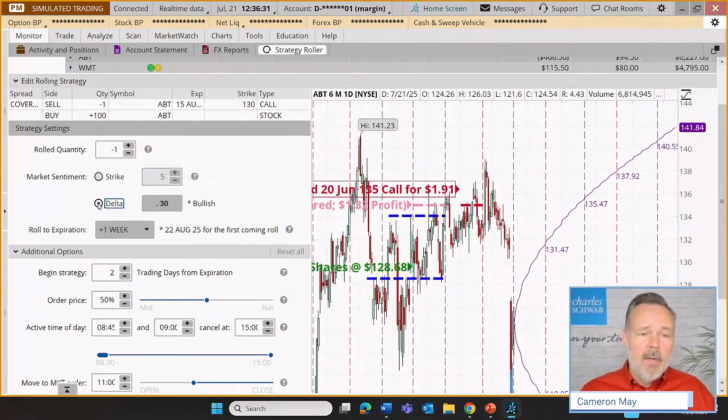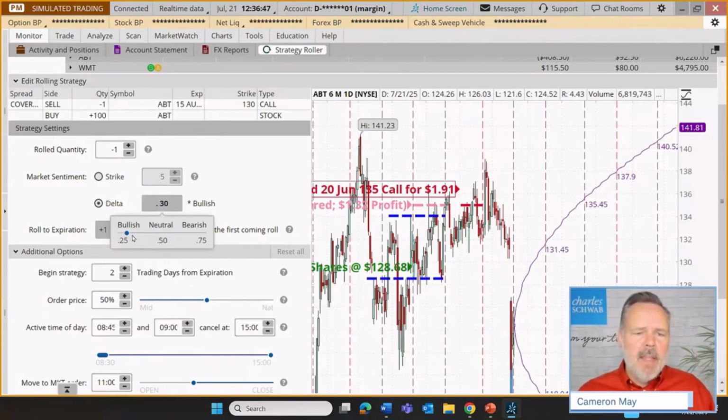Or there are a good number of traders that just have a preferred delta that they typically sell. So maybe that's a 30-cent delta. When we're selling those lower deltas, that's where we're selling for a lower premium, but pushing that thing further out of the money. If I click on that, it gives me a slide bar where we can choose our delta by sliding it, or I could have just typed it into this box here.